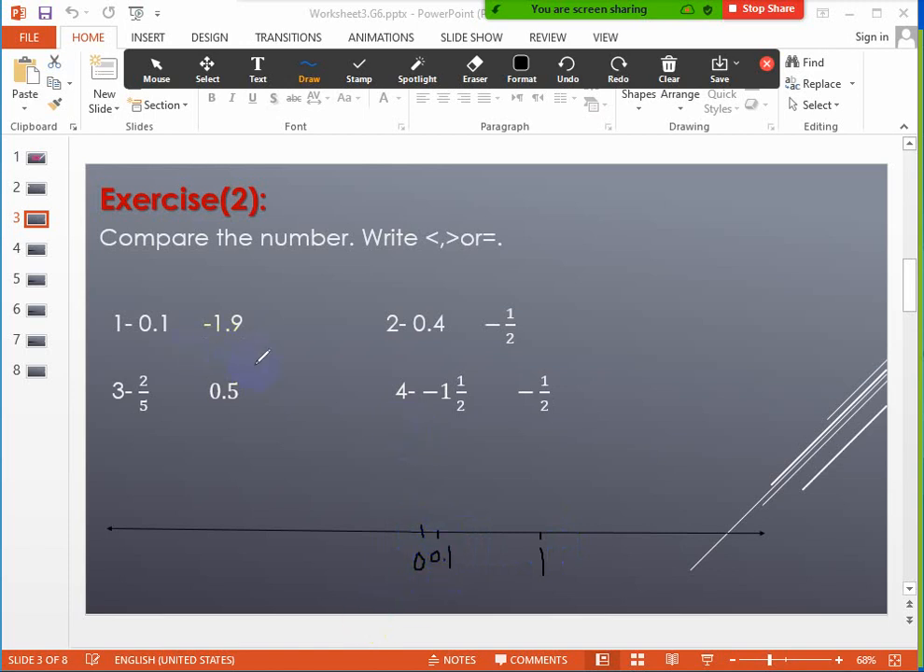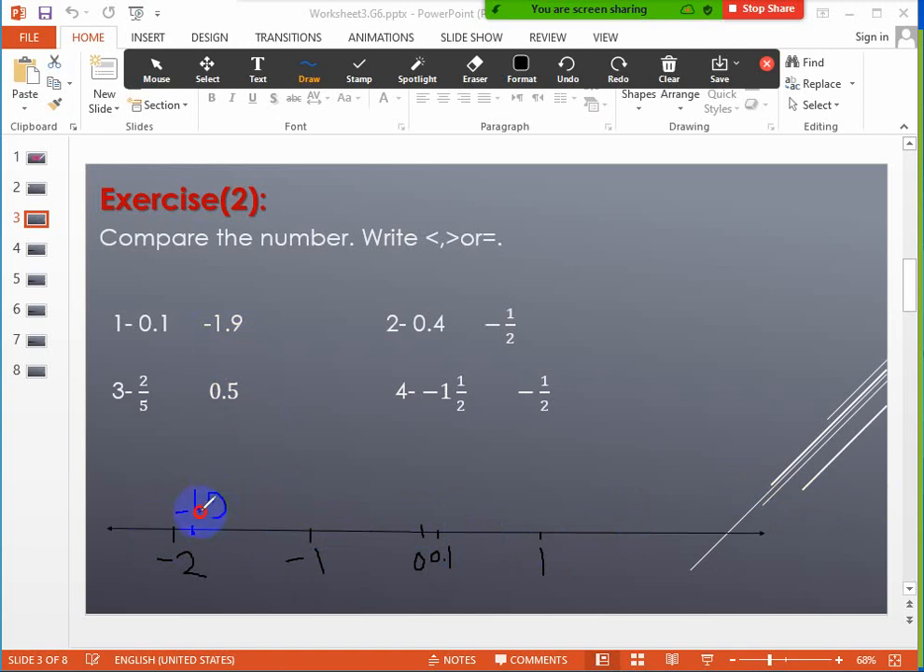What about negative 1.9? It will be on the left side of 0. Between which two numbers, Farah? Could you please tell me between which two numbers? Negative 1.9. Very good. Negative 1 and negative 2. So if you divide this distance into 10 equal parts, it will be here in the last one. Count 9 parts after the 1, it will be negative 1.9.